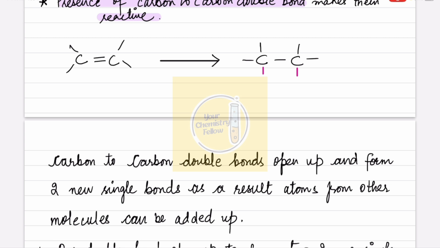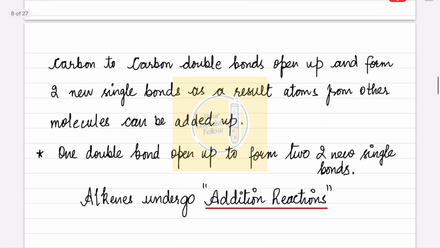What happens is that this double bond of carbon opens up and results in the formation of 2 new single covalent bonds. As a result of the formation of these 2 new single covalent bonds, atoms from different molecules will be added. So as addition of atoms takes place in alkenes when they undergo chemical reactions, due to the opening of the double covalent bond between the carbon atoms, alkenes undergo addition reactions.